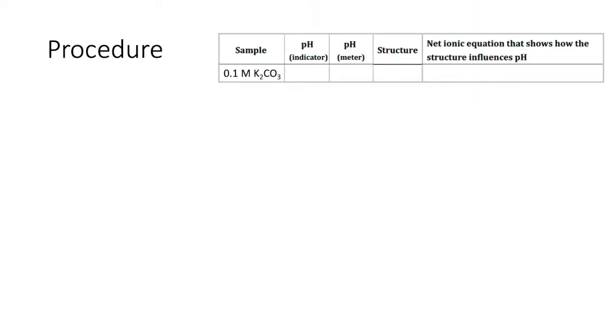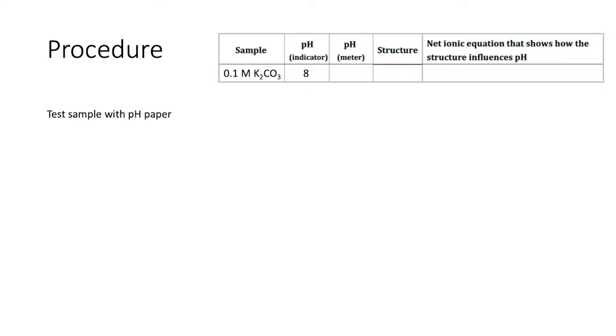And now we'll walk through that testing process for an example. You need to look at the left-hand column first to make sure that you're testing the correct sample. In this example, we're looking at 0.1 molar potassium carbonate. The first test that you'll do is the pH indicator paper test. So you'll test your sample by adding a drop of the sample to the pH paper. And remember that pH indicator paper can only be measured to whole number values.